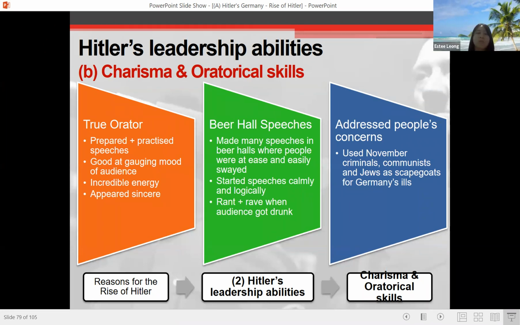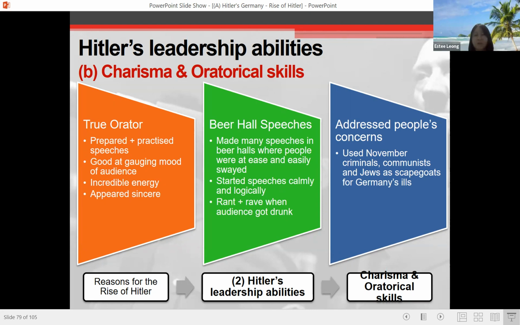All right, so just to sum it up, he's a true orator because he prepares and practices the speech. He has incredible energy, and he made a lot of his speeches in beer halls. Beer halls basically refer to places where the Germans would go to drink beer. So these are places where people are at ease and easily swayed. And he starts his speeches quite calm.